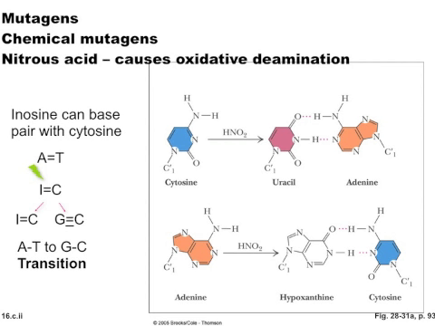Now adenine itself can become deaminated to form hypoxanthine. If you'll recall, hypoxanthine is the nitrogenous base that's found in inosine. Hypoxanthine can bind to cytosine because now there's a hydrogen bond acceptor at that ketone group and a hydrogen bond donor, and so for this reason, hypoxanthine can bind to cytosine.